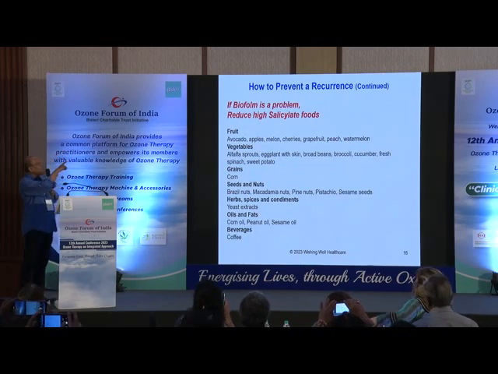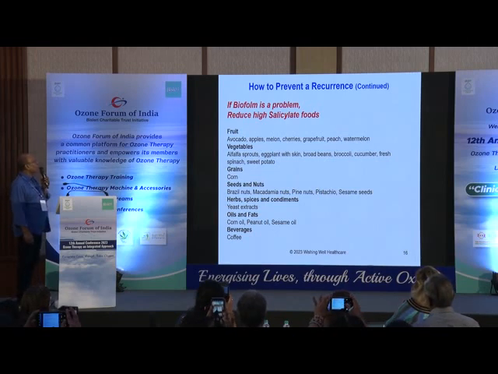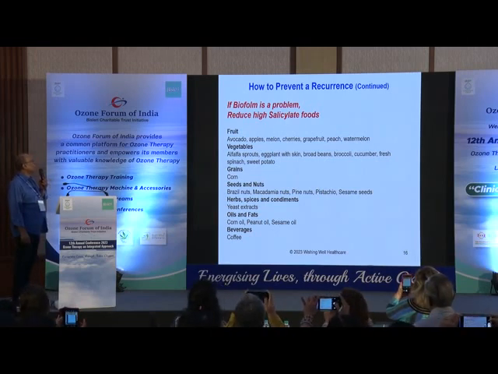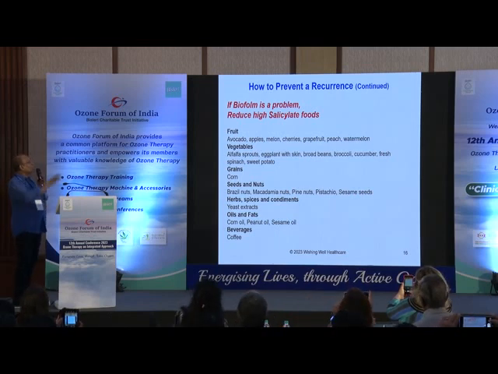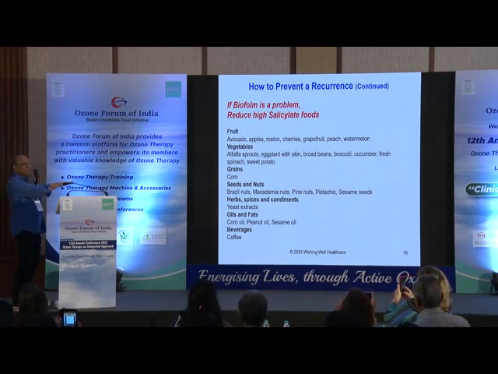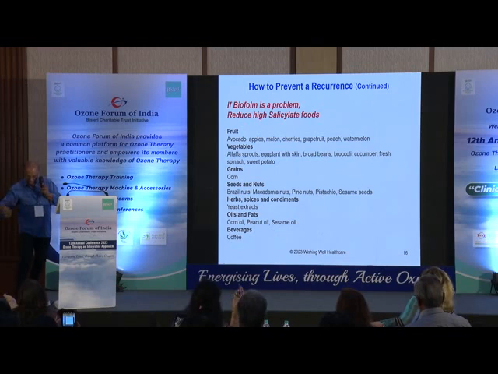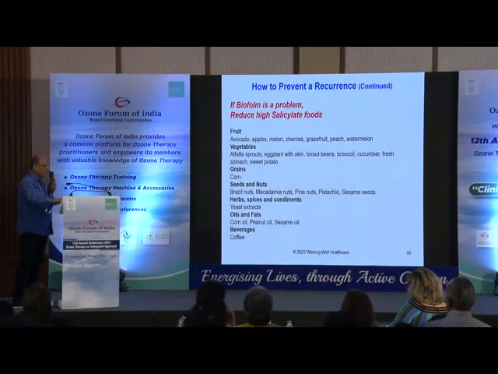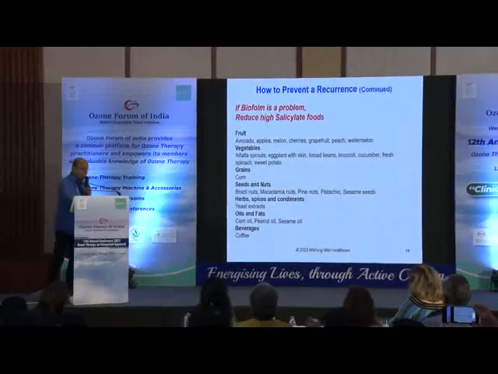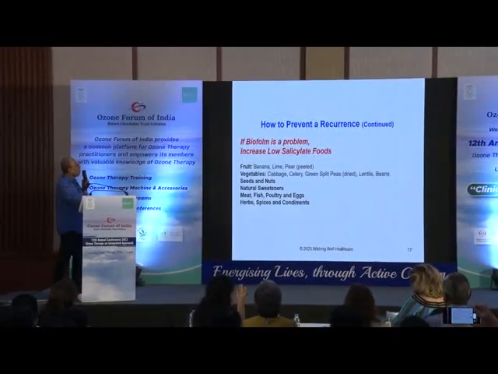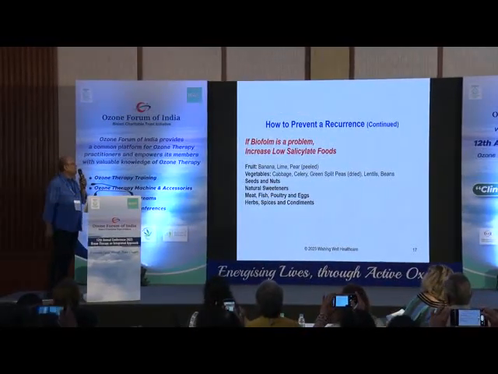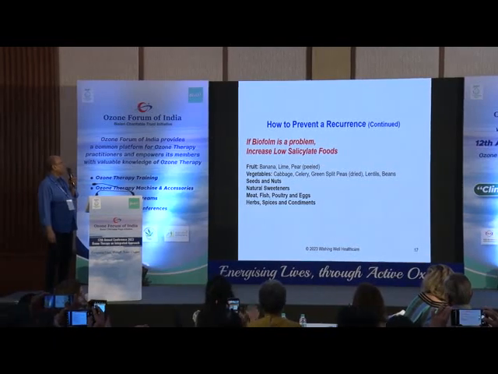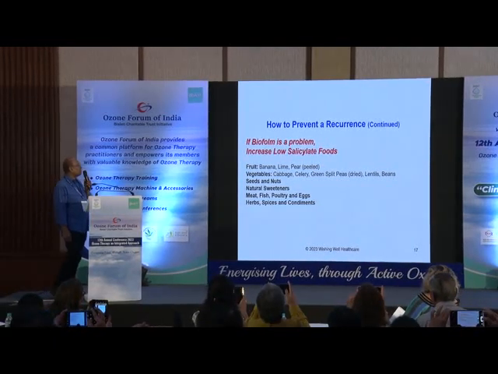These are high salicylate foods: avocado, apples, melon, and so forth; spinach, sweet potato, broccoli, cucumber. So you want to limit these foods. And you want to increase the low salicylate foods, which are bananas, pears, cabbage.